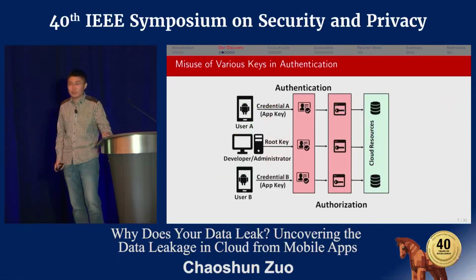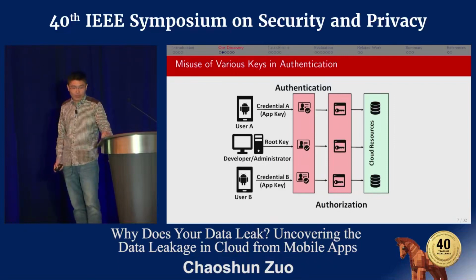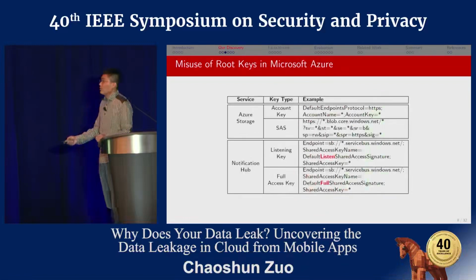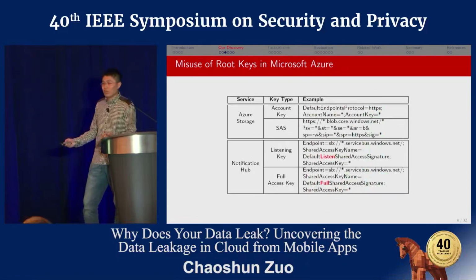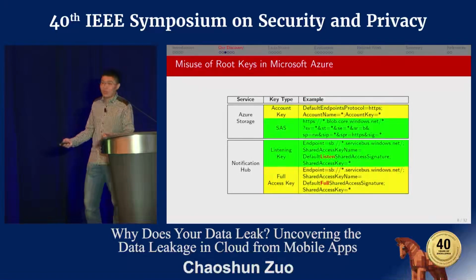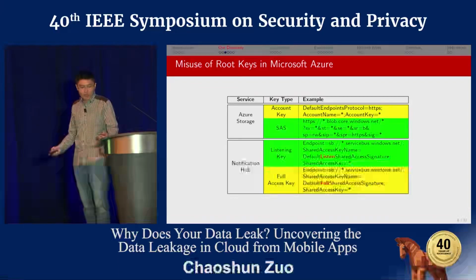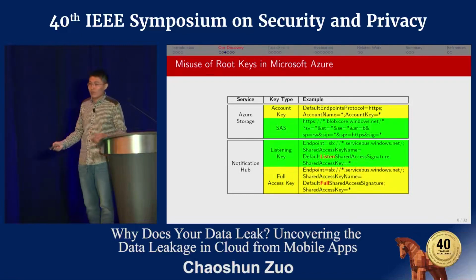First, key misuse. Please recall that there are two types of keys for mobile backends: app key and root key. Let me show you some examples of those keys. The first example is for Microsoft Azure storage. The first line in yellow is a root key, and the second line is an app key. Developers should put this SAS key into the mobile app and keep the account key private.